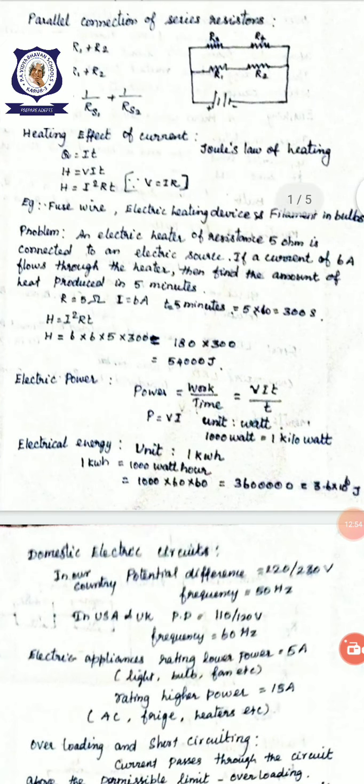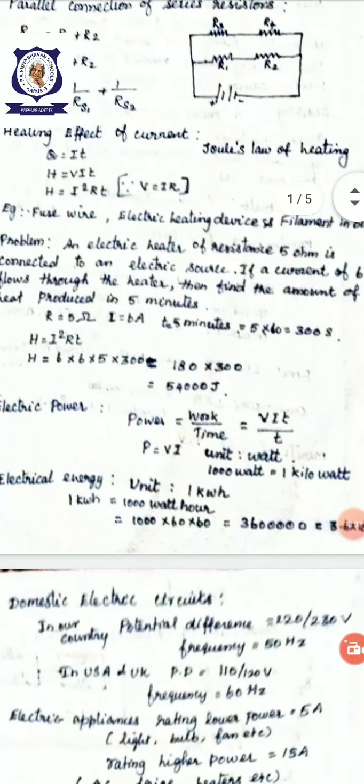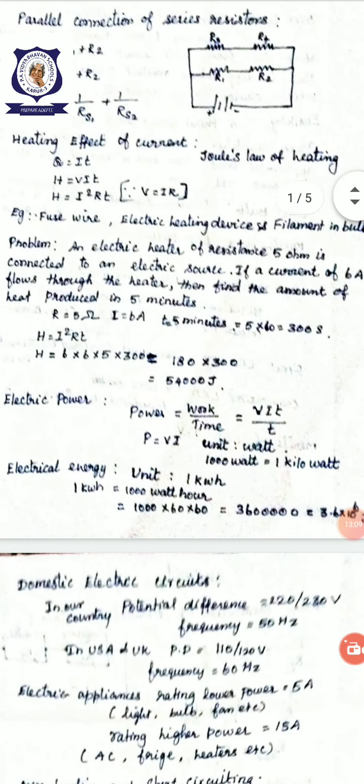Next, we have a problem. An electric heater of resistance 5 ohms is connected to an electric source. If a current of 6 ampere flows through the heater, then find the amount of heat produced in 5 minutes. So the value of resistance is 5 ohm, and a current of 6 amperes flows through the heater.